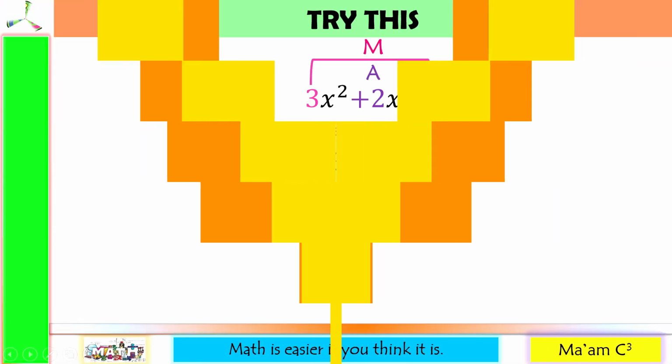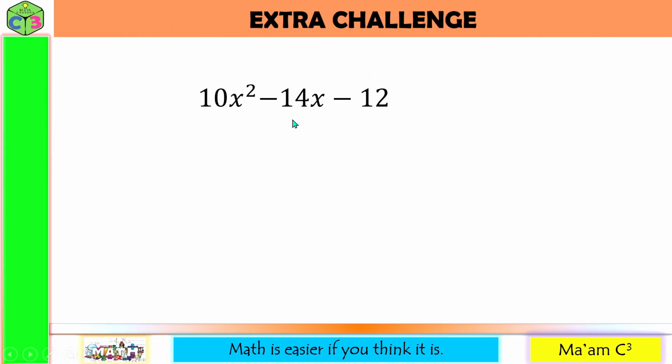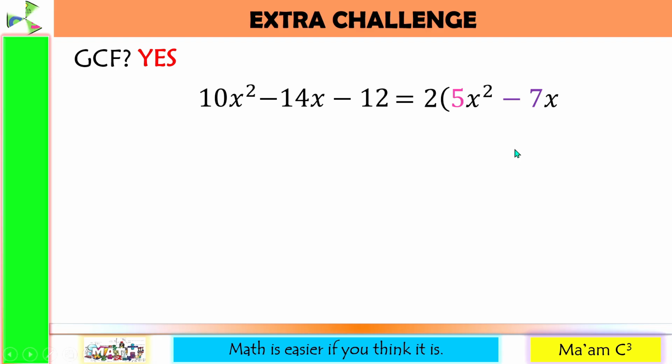Let us do an extra challenge. We have here 10x squared minus 14x minus 12. First question, is there a GCF? Is there a common factor for 10, 14, and 12? Yes, there is. And that is 2. 10x squared divided by 2 is 5x squared. Negative 14x divided by 2 is negative 7x. Negative 12 divided by 2 is negative 6. So here is our GCF, and this one is the remaining factor.